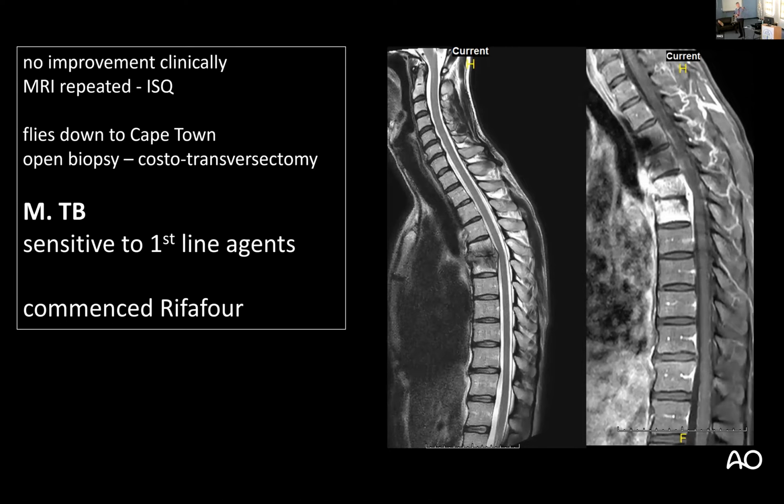There was some progression. You can see on the contrast view on the right, quite impressive, the uptake of contrast from the neovascularization. So they flew down, and I did a costotransversectomy and open biopsy to get more tissue, and we diagnosed Mycobacterium TB, initially on the PCR and subsequently on the culture, and we commenced RIFA-4. She was sensitive, according to the tests, to all our first-line agents.